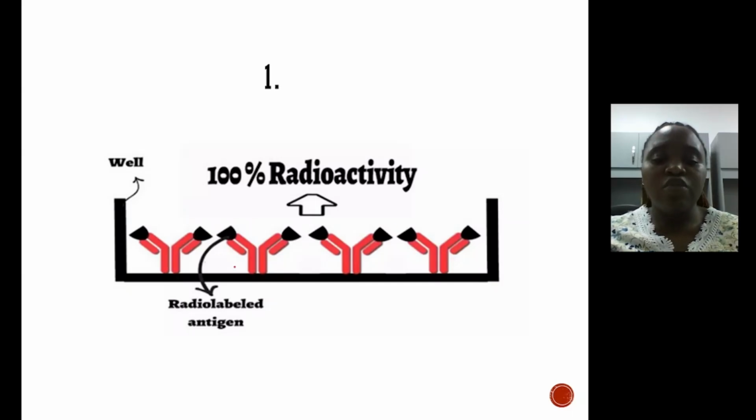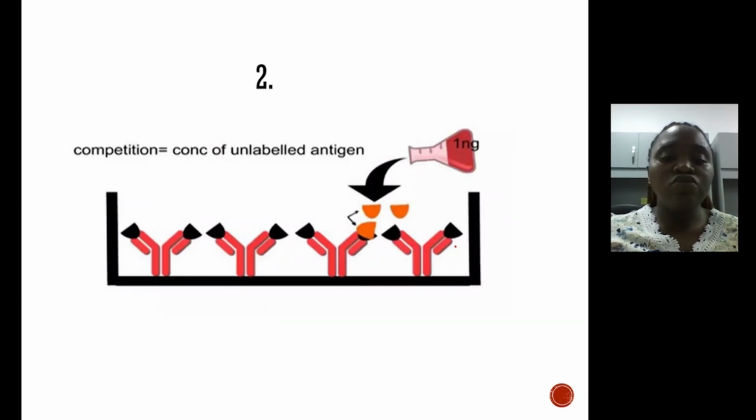Step number 1, this is your microtiter well. You bind your antibody there, and then you add your radio-labeled antigen. Of course, they're going to bind on the specific sites of your antibodies. Once you measure radioactivity in this case, you're going to get 100% radioactivity, because your radio-labeled antigens will occupy all the present antibody sites.